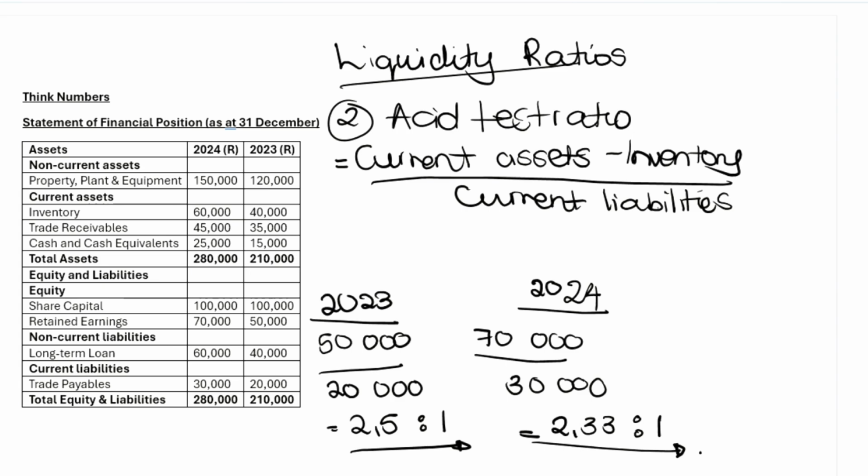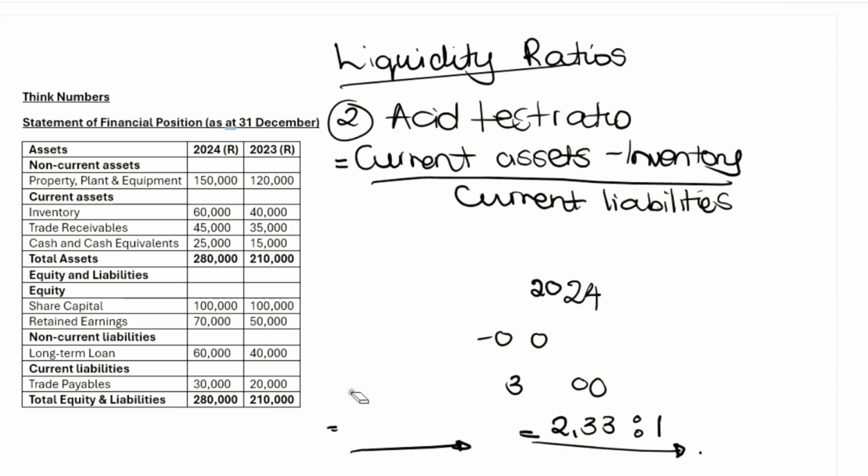All right. Still a positive ratio, even though it did go down in the year 2024. And what you ideally want with the asset test ratio is 1 to about 1.5, because that is considered a healthy asset test ratio. If it is above 1, then it shows that we can meet our short-term liabilities without having to rely on inventory. All right. Then we'll move on to the next one, which is our cash asset ratio.